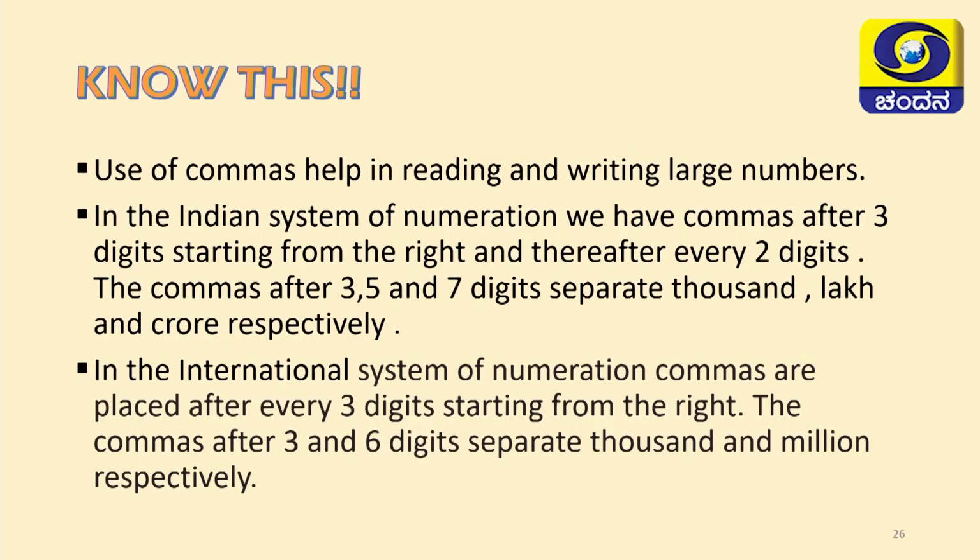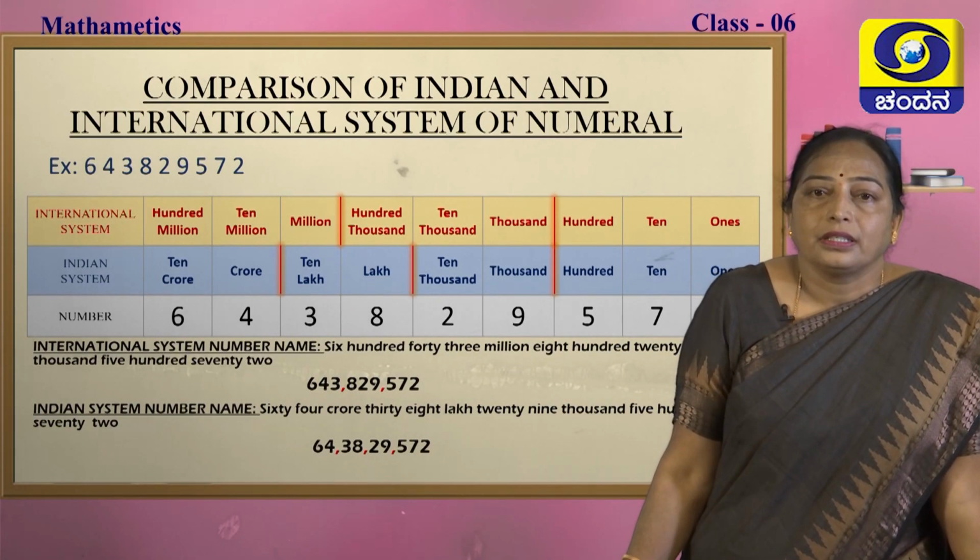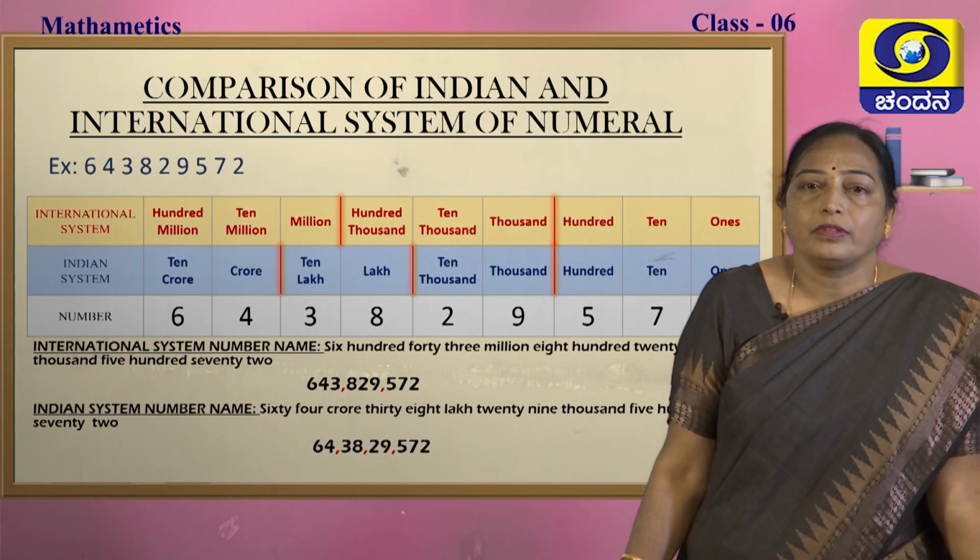In the Indian system of numeration, we have commas after 3 digits starting from the right and thereafter every 2 digits. The commas after 3, 5, 7 digits separate thousand, lakh and crore respectively. In the international system of numeration, commas are placed after every 3 digits starting from the right. The commas after 3 and 6 digits separate thousand and million respectively. Let us compare the Indian and international systems of numerals.